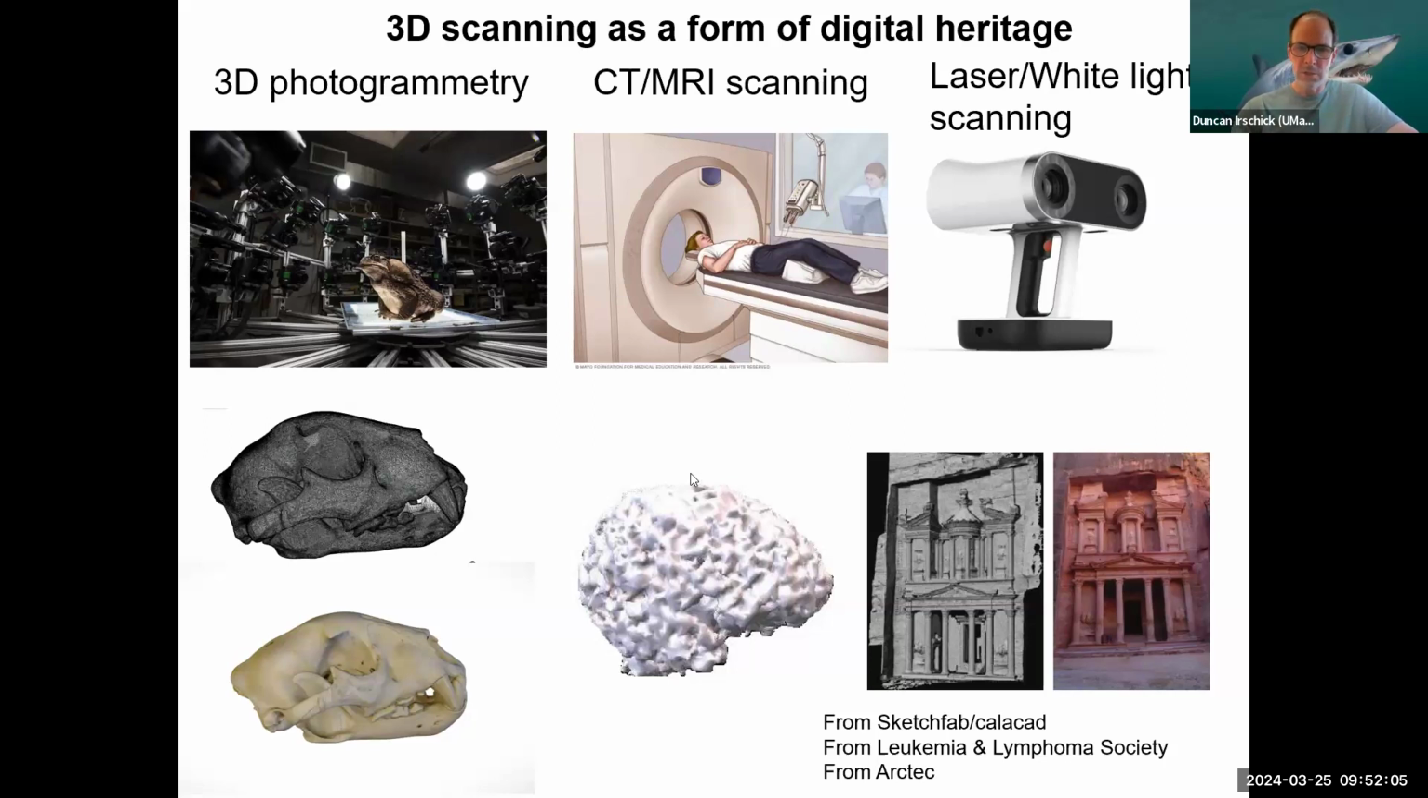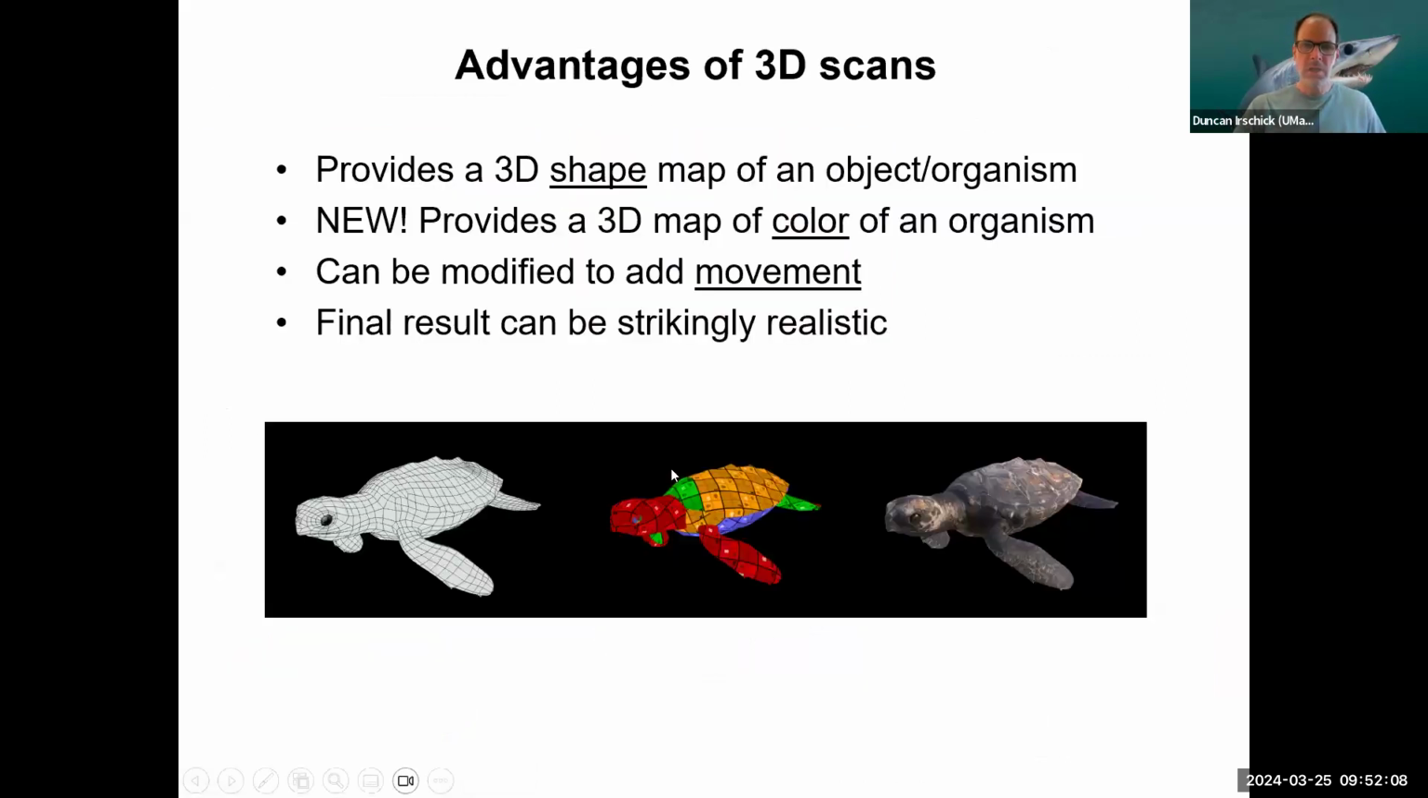I don't really have to sell this to your group, but I think it's important to remember some of the advantages of 3D scans when we think about a living animal, which is they provide a 3D shape map of an object or organism. So they really do provide that ability to understand the shape of an animal in a new way. And this is going to become incredibly important when we think about certain species that really aren't found in very good systems in natural history collections.